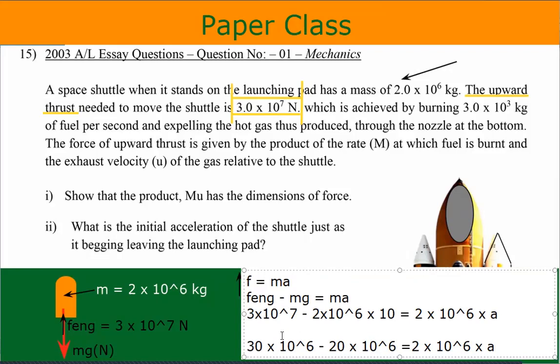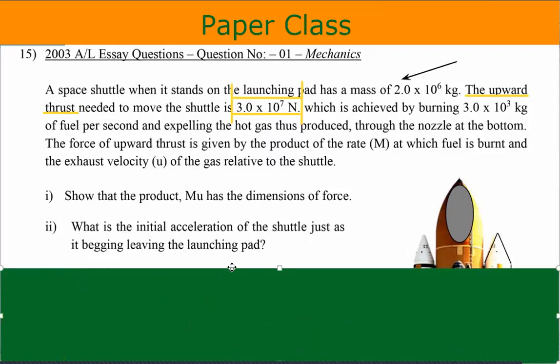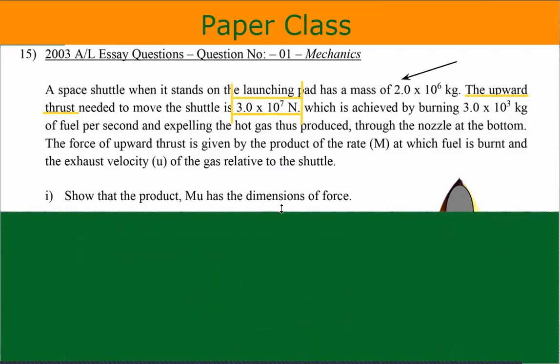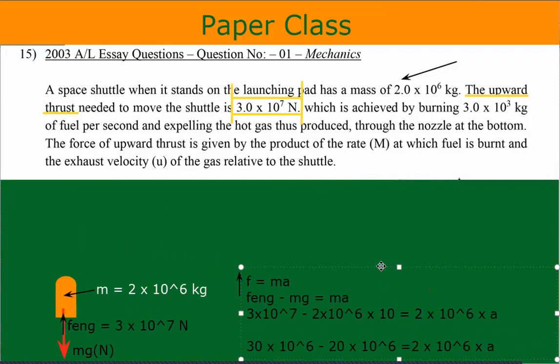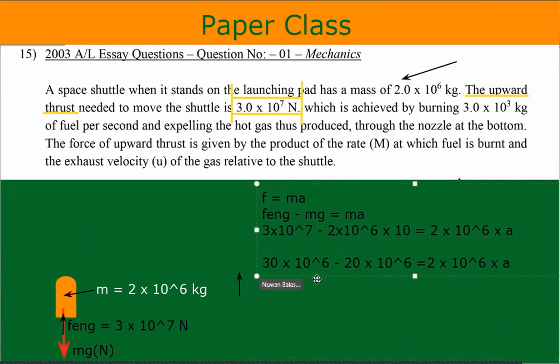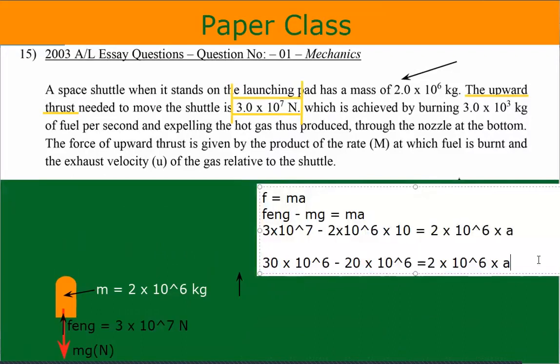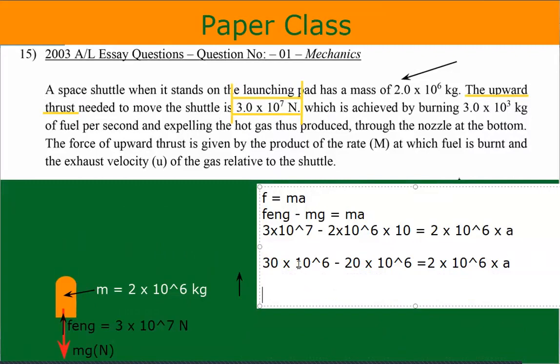Now, can somebody tell me the reason for converting this 10 to the power 7 into 10 to the power 6? So we can cancel out all the powers. All the 10 to the power 6 terms are cancelled out. Very good, excellent, Buddha. Once all the 10 to the power 6 components are cancelled out, what will be the remaining terms? 30 minus 20 equals, this side only, 2a.